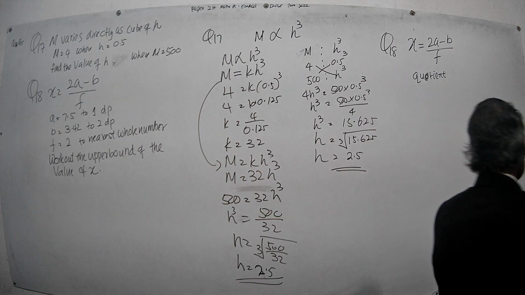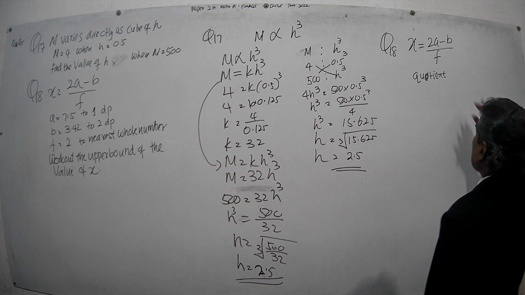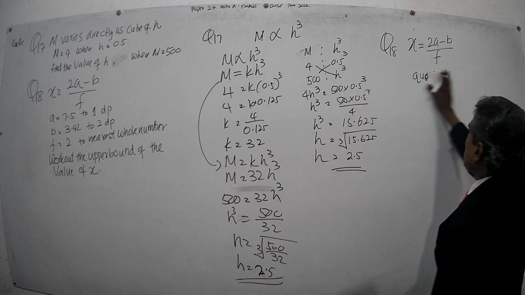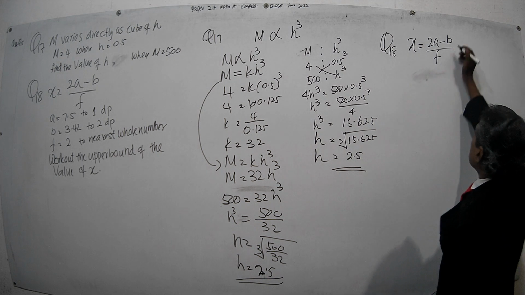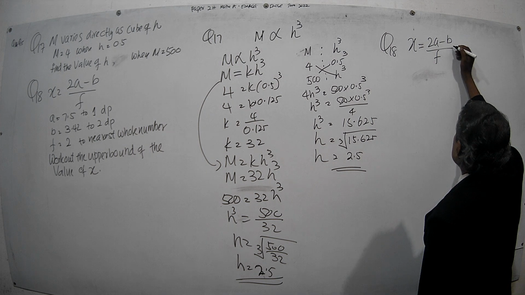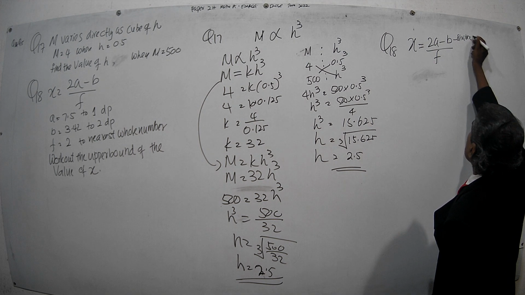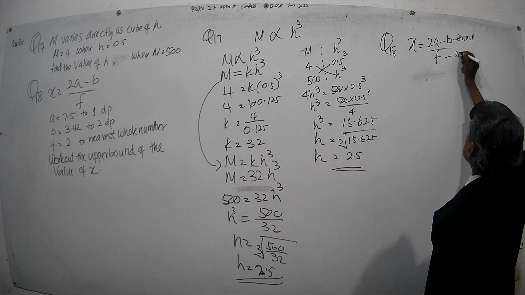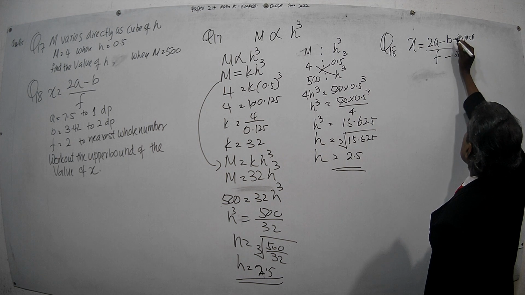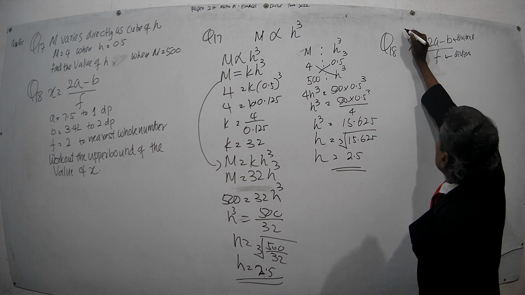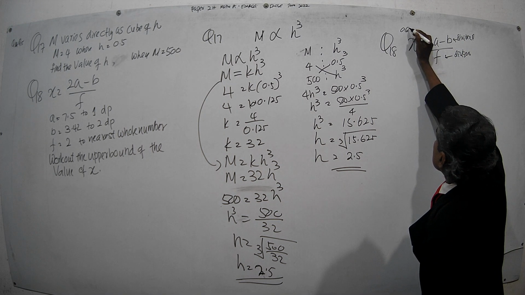Then the upper bound of a quotient is the upper bound of this. This is called the numerator, also called the dividend. This is called the divisor. Then the upper bound of a quotient. This is called the quotient, the answer.